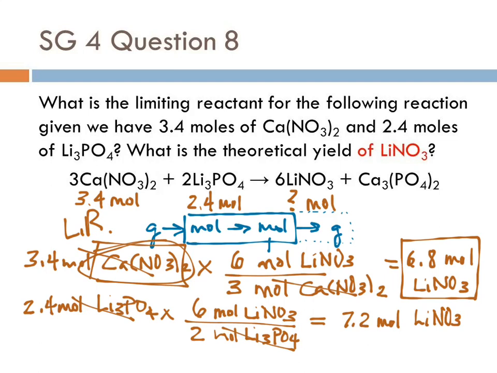So question number 9 is similar, except that it gives you masses in grams and asks you for a mass in grams. And then question 10 gives you theoretical yield and gives you an actual yield and asks you to calculate percent yield.